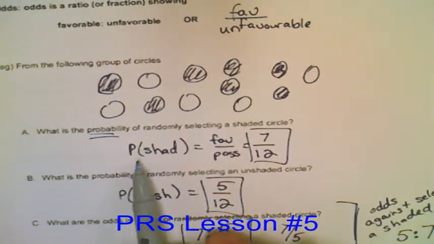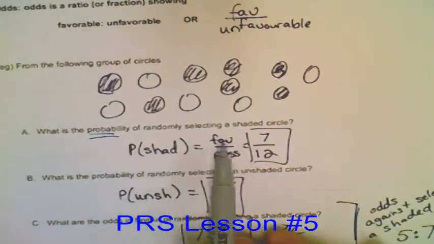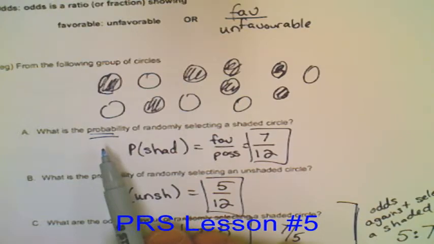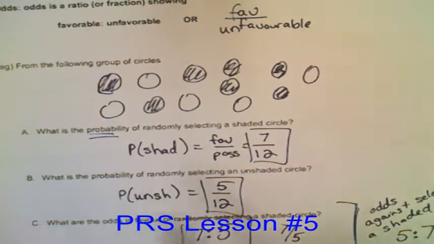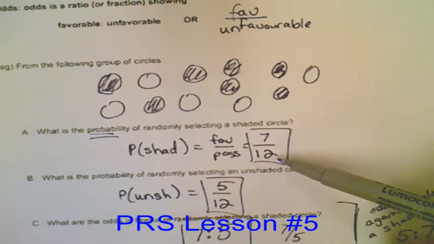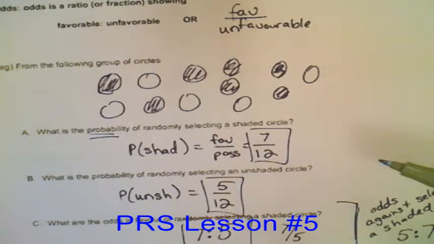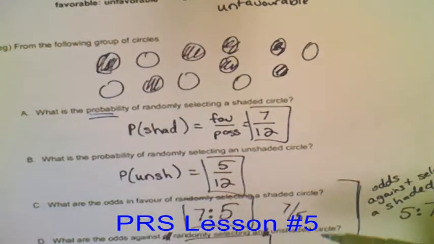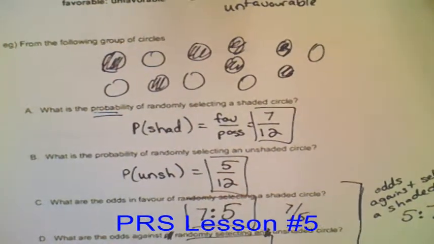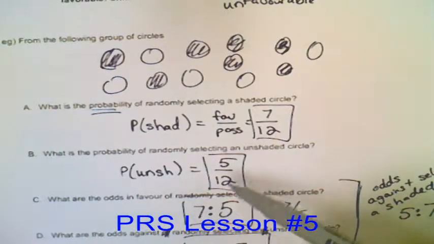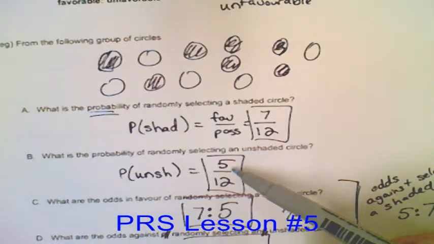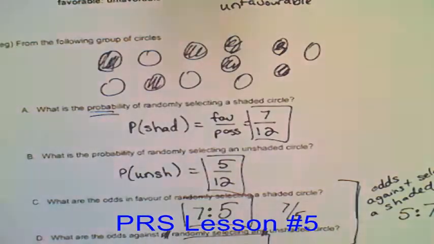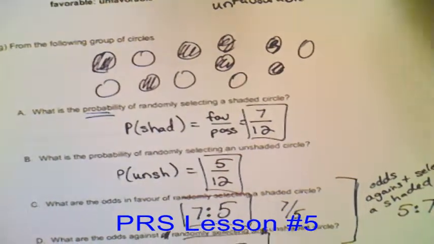If I'm randomly choosing one of these circles, blindly, just boom, okay? The probability of getting a shaded circle, we know probability, we're comfortable with probability, favorable over possible. There are 7 shaded circles over 12 circles, and we're done. 7 out of 12. B, what's the probability of randomly selecting an unshaded circle? Well, there are 5 unshaded circles out of 12.